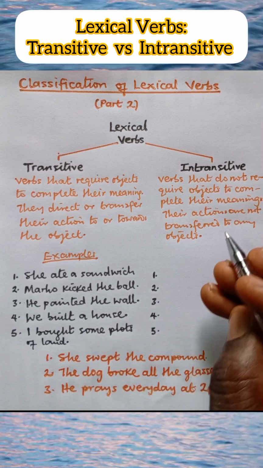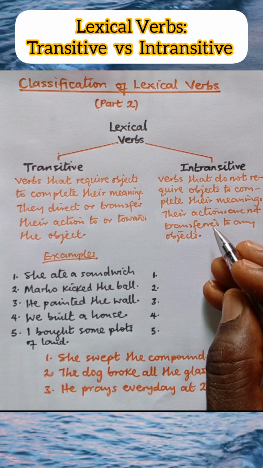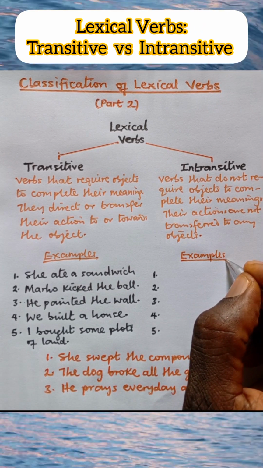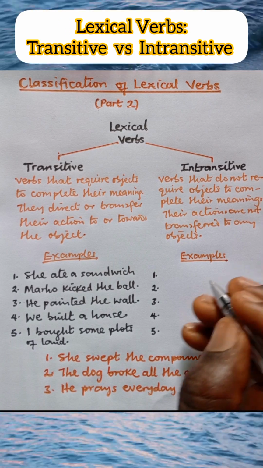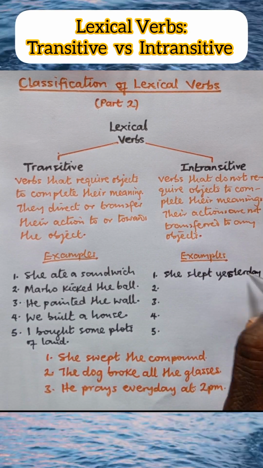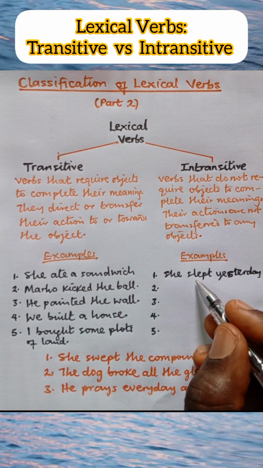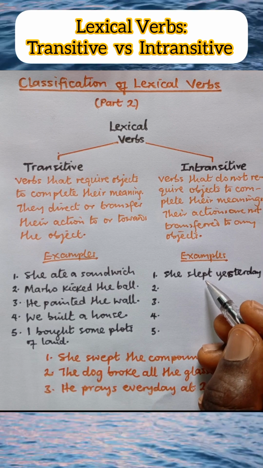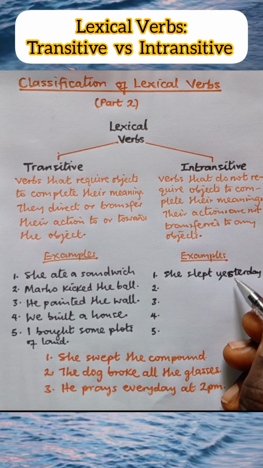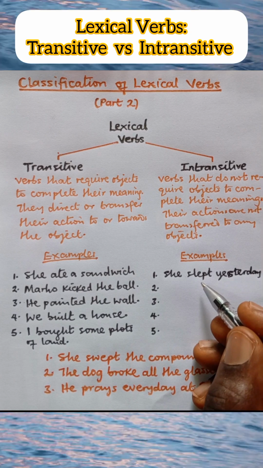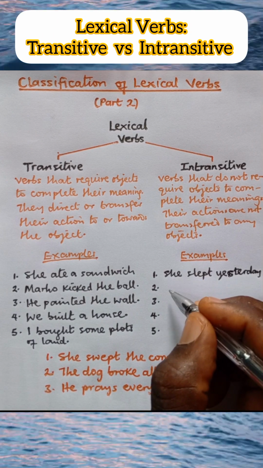Okay, let us now look at examples of intransitive verbs. Examples. Number 1, she slept yesterday. The verb slept doesn't have an object. Note that yesterday is not an object, it is an adverb that modifies the verb slept. So in this sentence, slept is intransitive.